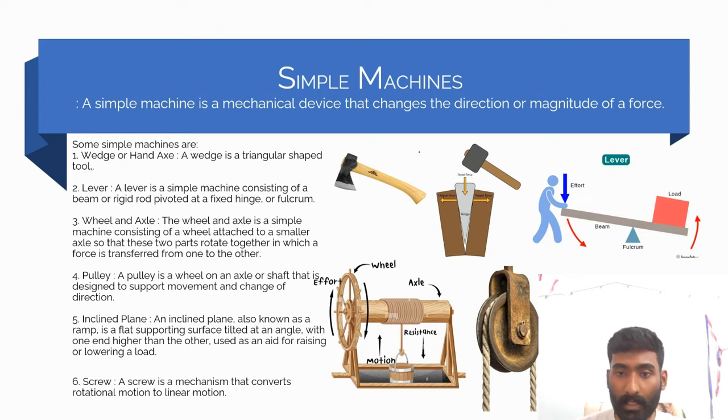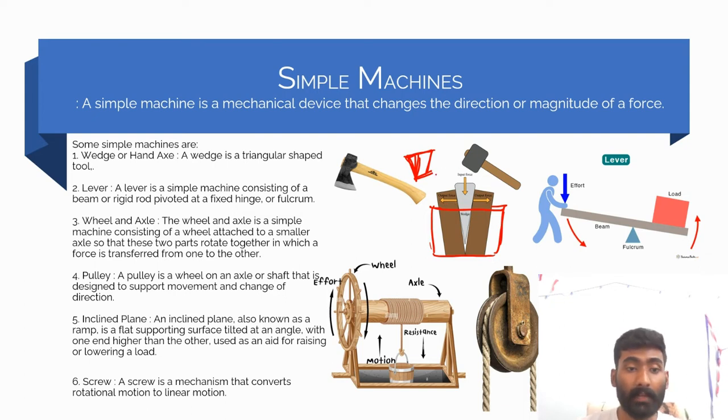A wedge is a triangular metal piece. If you go to a carpenter, you will see that when he builds tables and chairs, to lock the wood in its place he hammers the wedge onto the edge like this. So if there is this wood wall and this is the piece, it will keep the piece in place, and he cuts over it so it seems symmetrical.